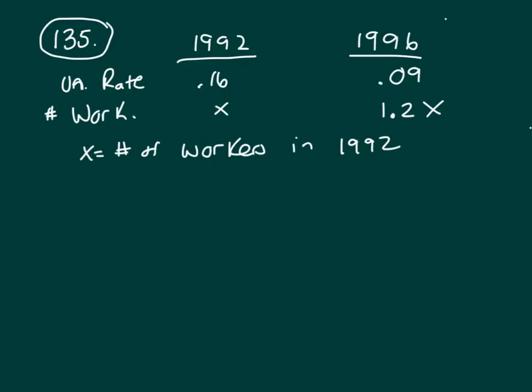Okay, in 1992, the unemployment rate's 16%. 1996, it's dropped down to 9%. It also says the number of workers was 20% greater in 1996. So that means if you had X workers in 1992, if you took X plus 20% of X, there's a 1 understood here. That's how I get 1.2X.